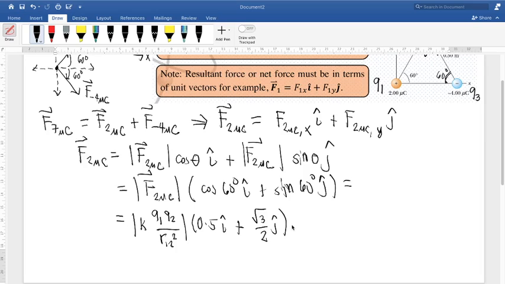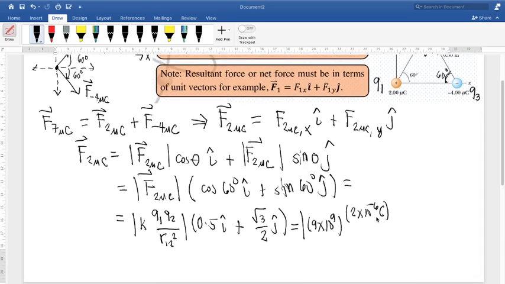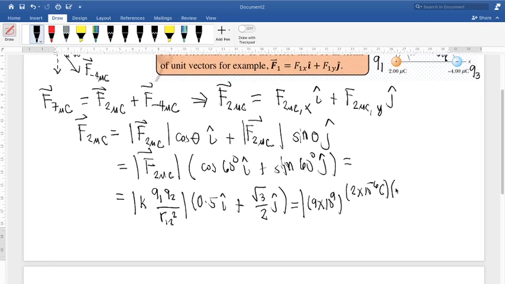Okay, so to find the magnitude, simplify. So your k is Coulomb's constant equal to 9 times 10 raised to 9. Then your q1 is equal to 2 microcoulomb, or that is 2 times 10 to the negative 6 coulomb. So we have to stick with SI unit. Then your q2 is 7 microcoulomb, same lang gihapon, equal to 7 times 10 to the negative 6 coulomb, then divided by the distance.